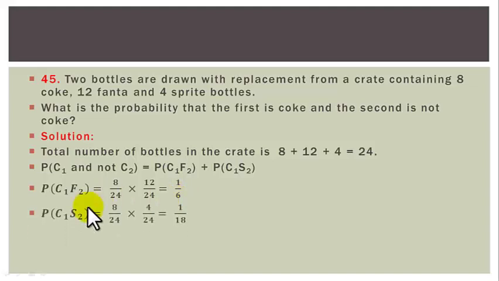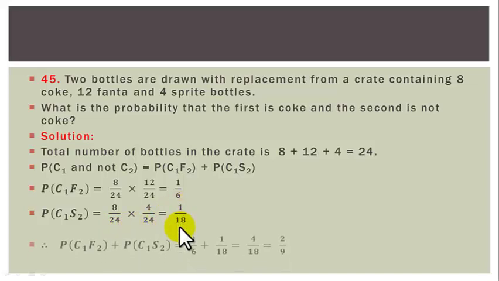Also, probability Coke in the first draw, Sprite in the second draw is equal to 8 over 24 times 4 over 24. Again, 8 will cancel itself 1, it will cancel 24, 3. 4 will cancel itself 1, it will cancel 24, 6. So that will give us 1 all over 18.